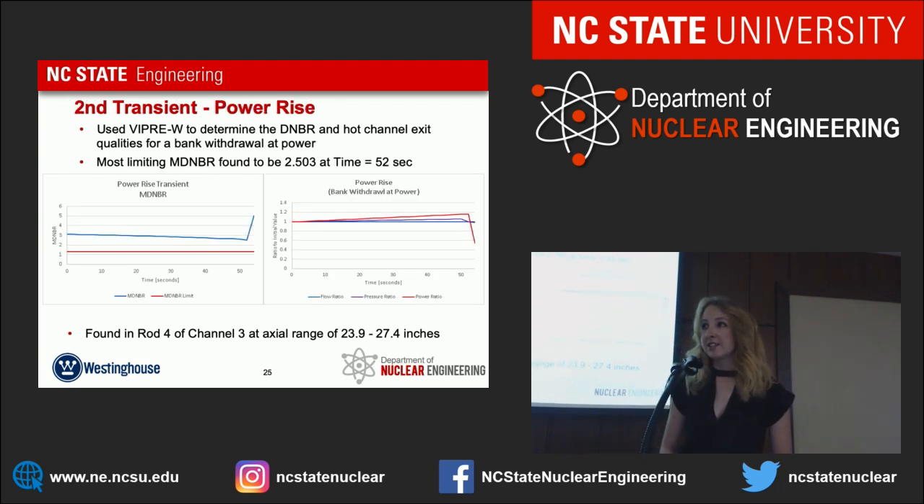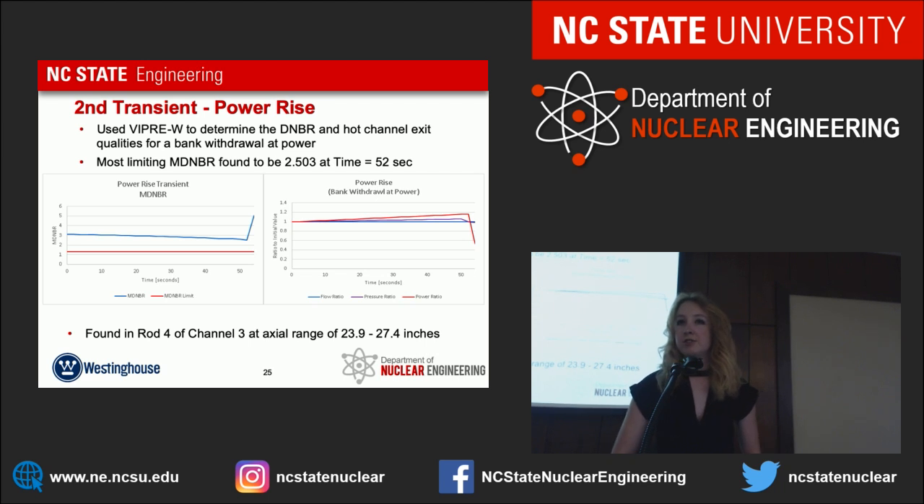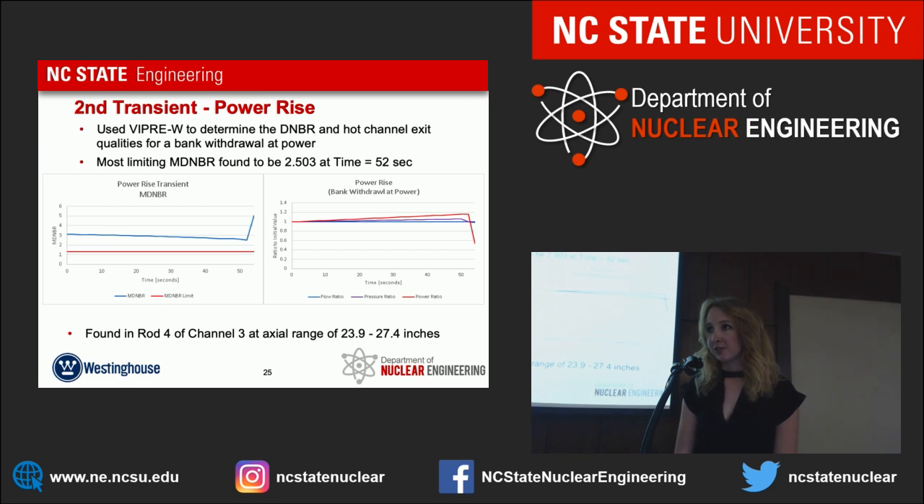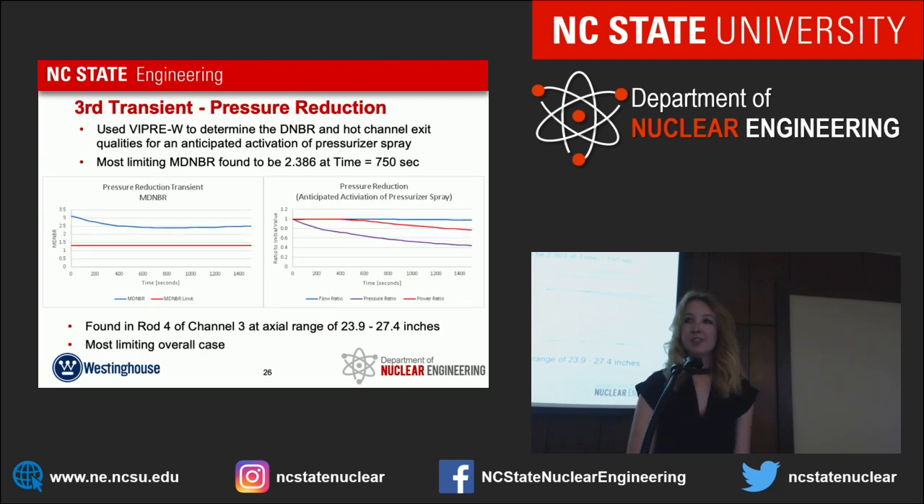The second transient case that we analyzed was a power rise due to a bank withdrawal at power, and that minimum DNBR ended up being at a value of 2.503. That occurred at 52 seconds near the end of the transient, as you can see, that is still well above our safety limit. Finally, the last transient that we analyzed was a pressure reduction, and that ended up being our most limiting transient. Our minimum DNBR for that transient was 2.386, and that occurred at a time of 750 seconds.